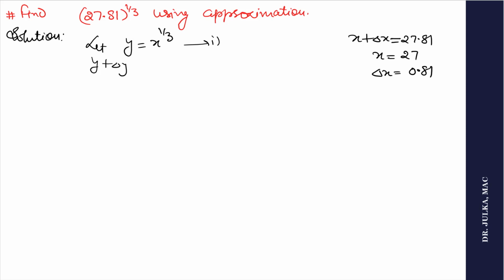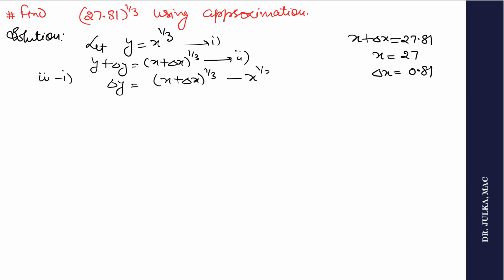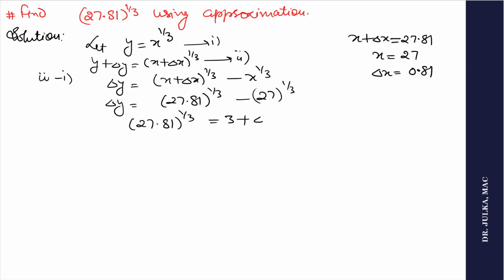So y plus delta y equals x plus delta x whole raised to the power 1 by 3. Subtract first from second and we will get delta y equals x plus delta x whole raised to the power 1 by 3 minus x raised to the power 1 by 3. x plus delta x is 27.81 and x is 27. After calculation we will get 27.81 raised to the power 1 by 3 equals 3 plus delta y.